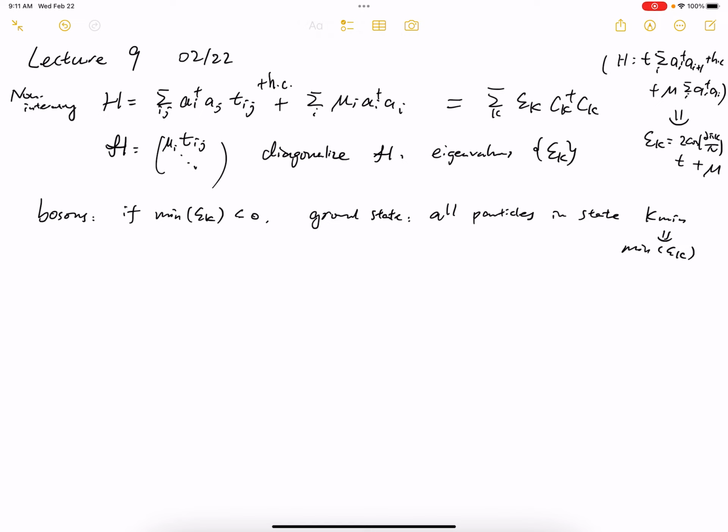But look at the temperature. Yeah, it's very cold. 177 billion. Billionth of a degree. 177 billionths of a degree Kelvin.